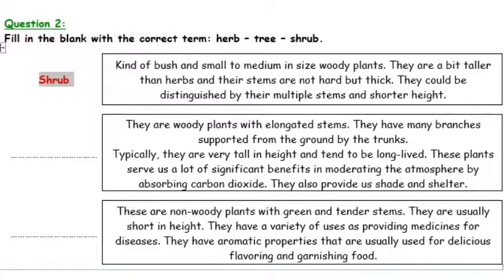So the shrub is a kind of bush with a small to medium size. It is taller than herb with many woody stems. These stems aren't hard, but they are thick. So we finished with the shrub. I'm gonna cross it out.